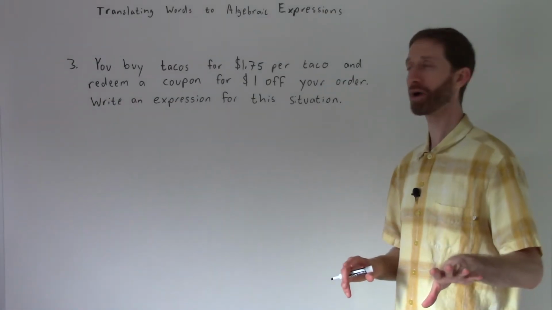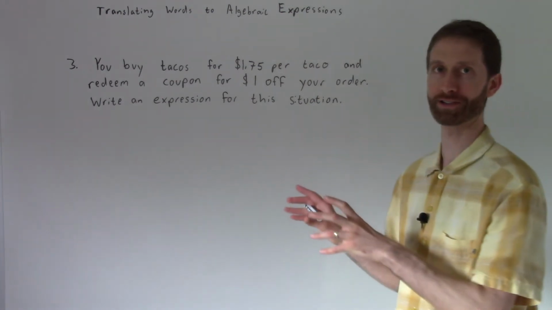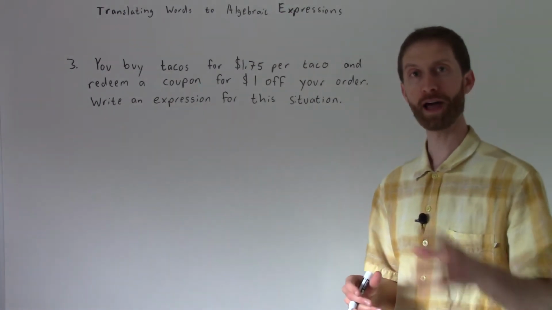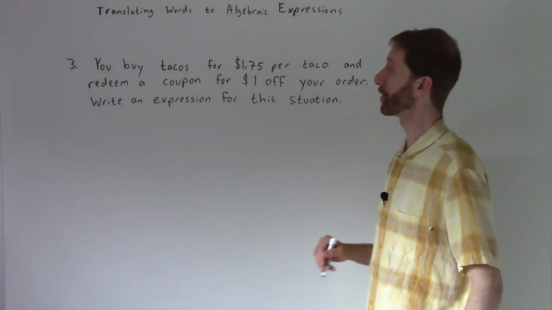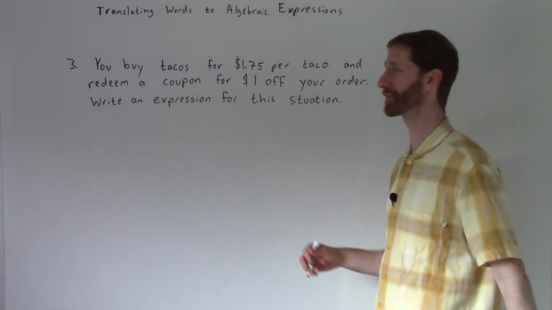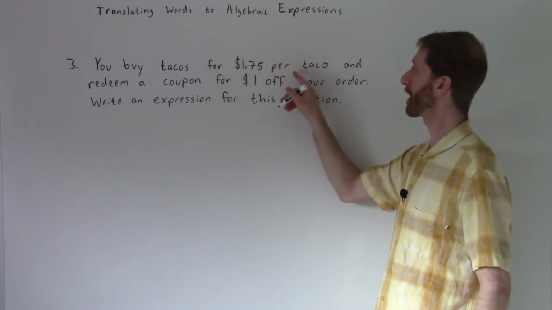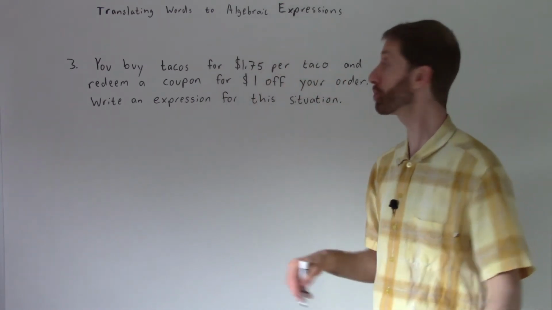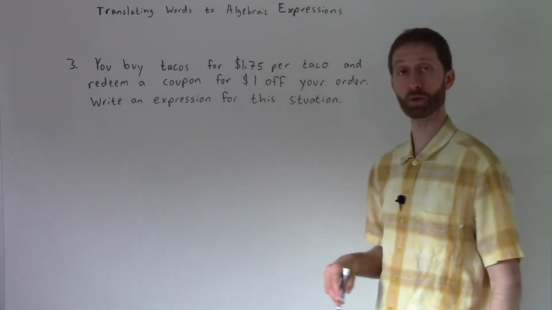Now for this final problem, let's check out how we can translate a very simple algebraic expression from a lot of words. You buy tacos. I love tacos. If you do, great. If not, ignore the fact that they're tacos. Use a different kind of food. You buy those tacos for $1.75 per taco and redeem a coupon for $1 off your order. Write an expression for this situation.